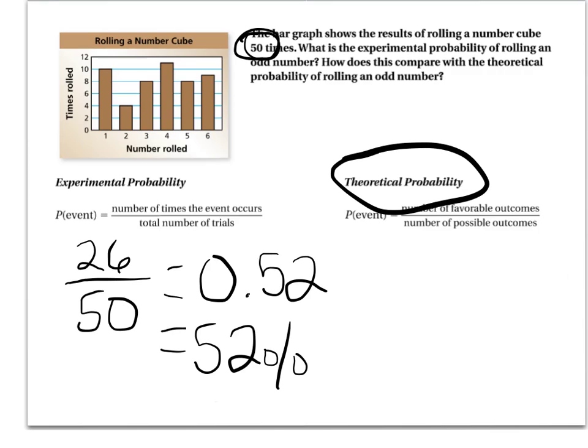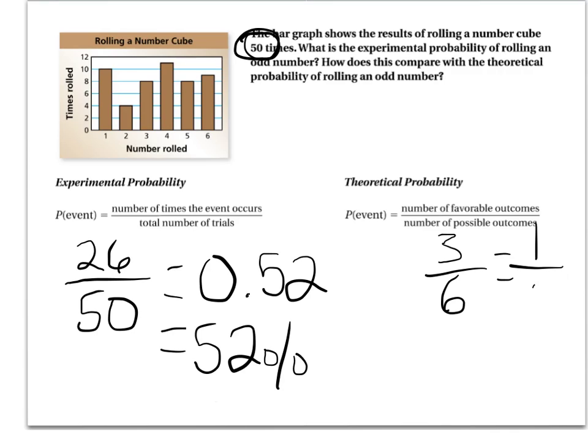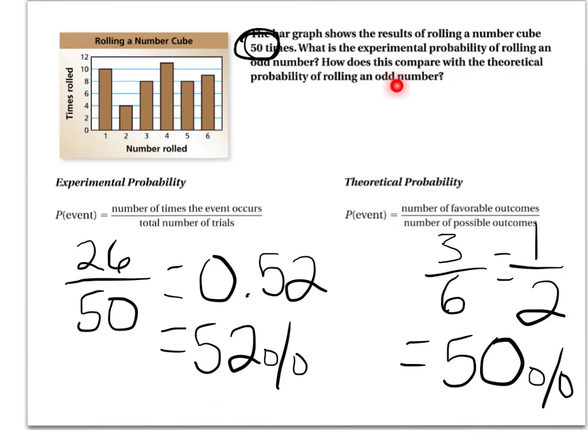Let's compare that to the theoretical probability. Theoretical, as it says, we should now know, is the number of favorable outcomes divided by the possible outcomes. Well, there's a total of 6 possible outcomes, and odd happens 3 out of 6. We, of course, know that is 1/2 when we reduce that. So 1/2 is 50%. So the second question says, how does this compare with the theoretical probability of rolling an odd number? Well, 52% to 50% is pretty darn close, so we definitely have a fairly close number in terms of probability of odd numbers when we actually experimented and did it.